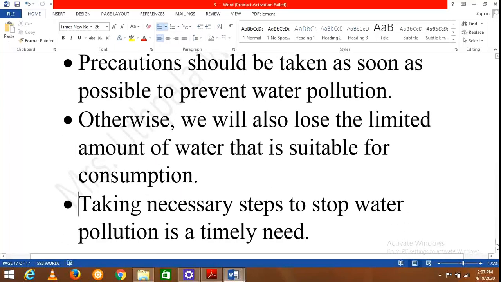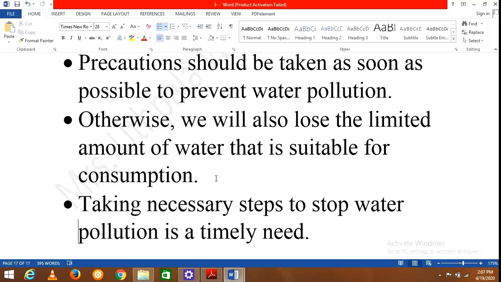So precautions should be taken as soon as possible to prevent water pollution. Otherwise, we will also lose the limited amount of water that is suitable for consumption. There is no way of producing water artificially, however developed science and technology are. Therefore, we must conserve this natural source. I'm repeatedly telling because it is that important. Taking necessary steps to stop water pollution is a timely need.